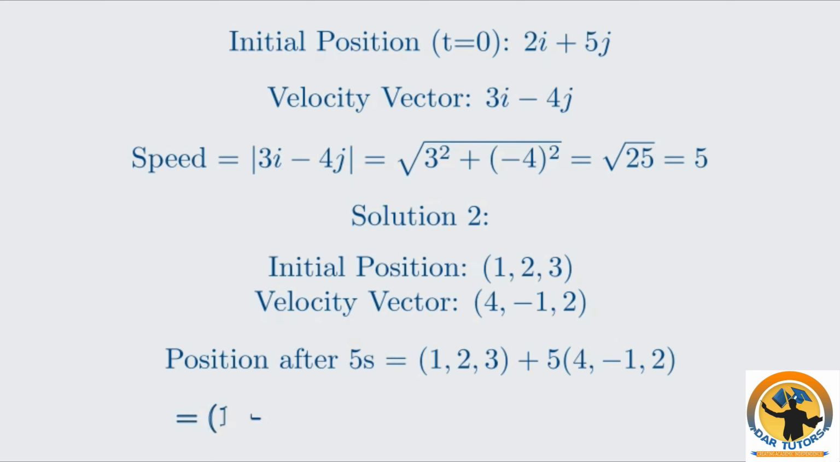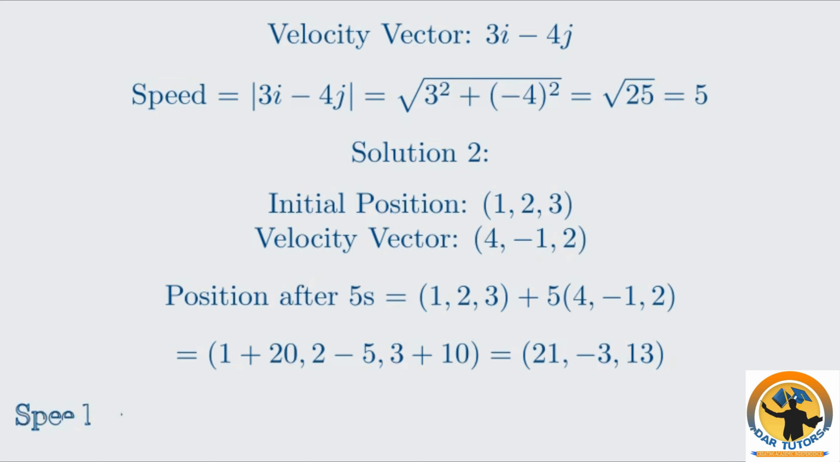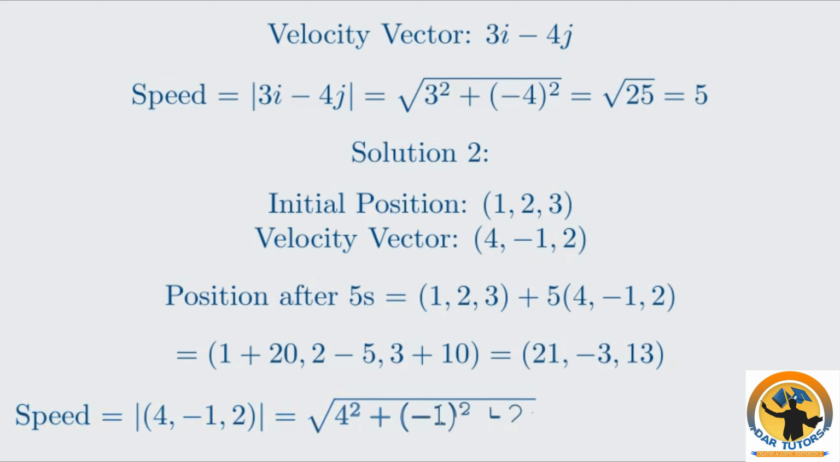For question 2, the position after 5 seconds is the initial position plus 5 times the velocity vector. This gives (1 plus 20, 2 minus 5, 3 plus 10), which is the point (21, -3, 13). The speed is the magnitude of the velocity vector, which is the square root of 4 squared plus negative 1 squared plus 2 squared, giving the square root of 21.